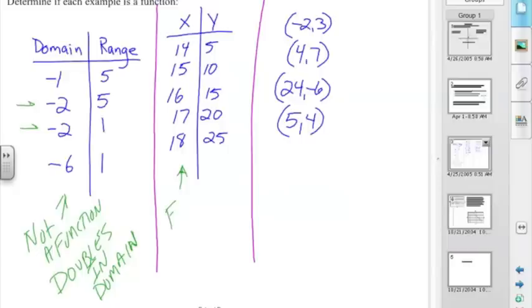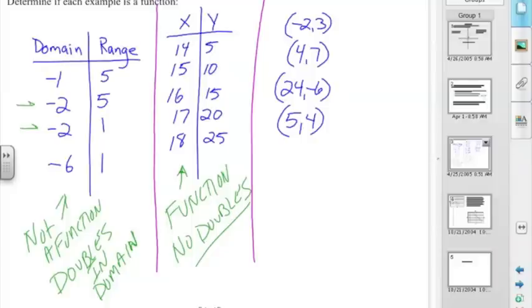This is a function, yes, because there are no doubles. So this one's a function. We successfully found a function and not a function.